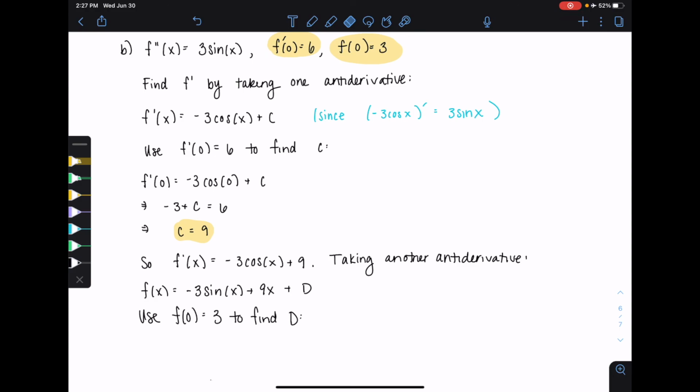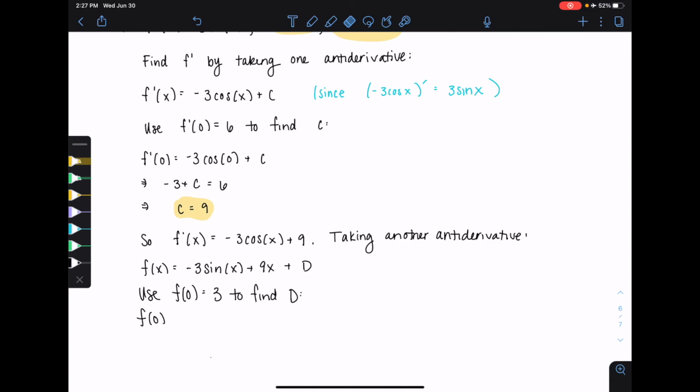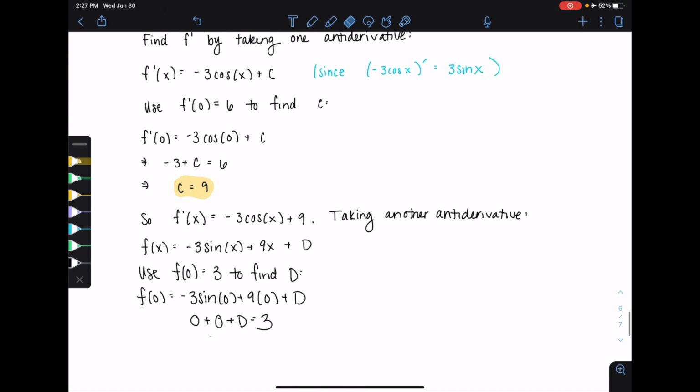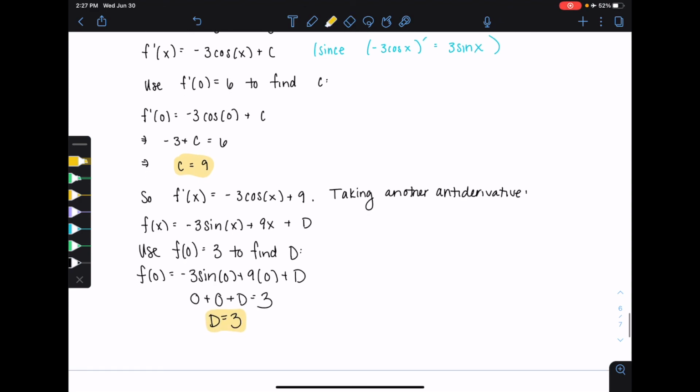So we're going to use that piece of information to find the value of d. If I plug 0 in, that'll be -3 sine of 0 plus 9 times 0 plus d. If you go ahead and simplify that, sine of 0 is 0, 9 times 0 is 0, plus d, this better equal 3. So immediately I find the value of this constant has to be 3. So the function that satisfies all of these criteria is -3 sine of x plus 9x plus d, which is 3.